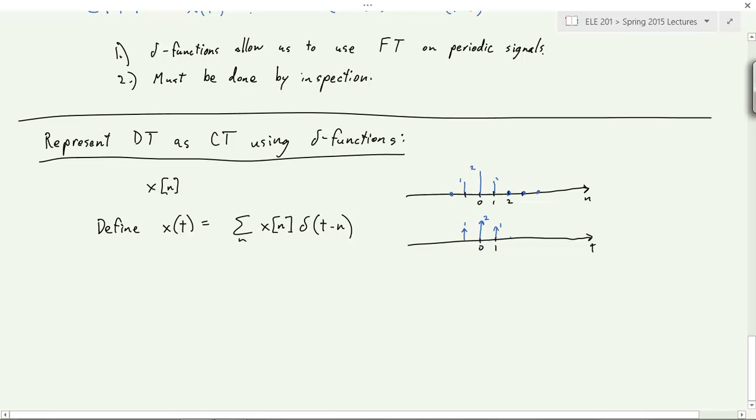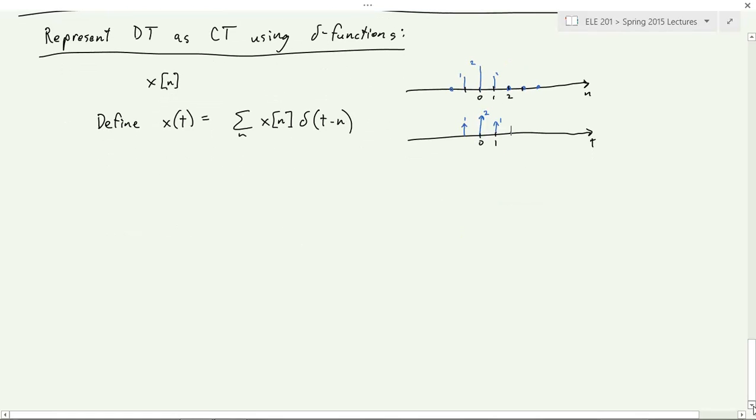0 everywhere else, and it just has delta functions at those 3 points. Okay, pretty straightforward. So just think of this as a conversion from a discrete time signal to a continuous time signal that represents it. Now suppose we always think of discrete time signals as these continuous time counterparts. Let's compare the Fourier transforms of the two.